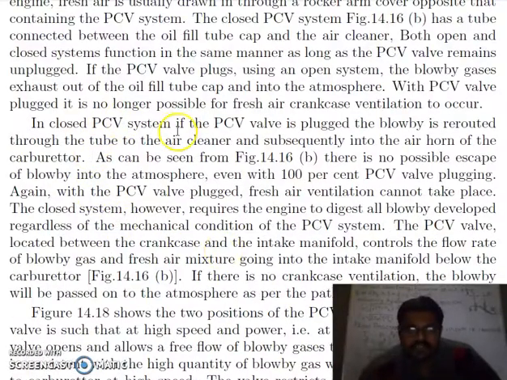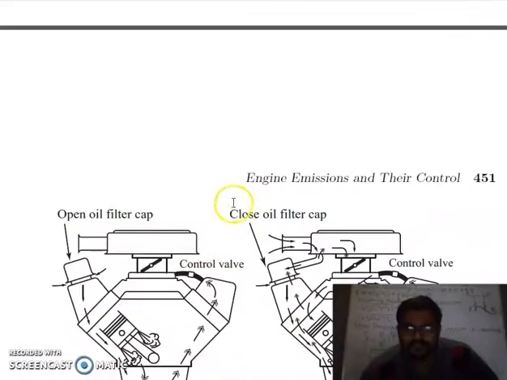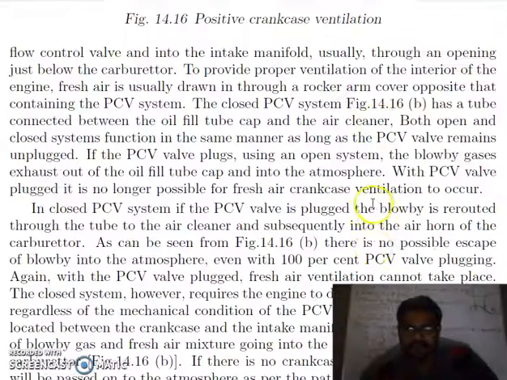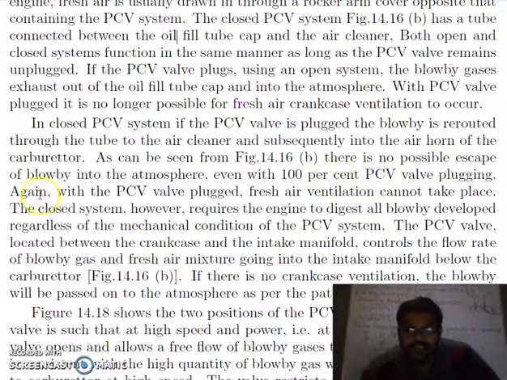So in a closed PCV system, if the PCV valve is plugged, the blow by is rerouted through the tube to the air cleaner and subsequently into the air horn of the carburetor. Means this valve will work. So what will happen? Whatever gases go into here will be rerouted back into here, and there is no possible escape of blow by into the atmosphere. So whatever gases want to escape into the atmosphere will remain within the engine.